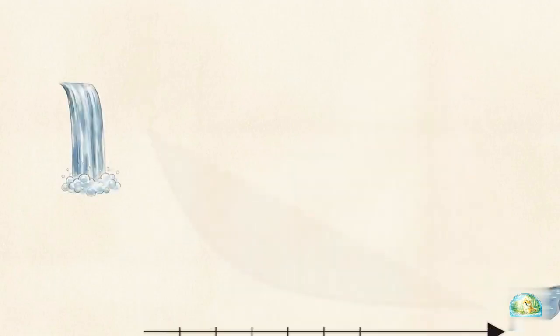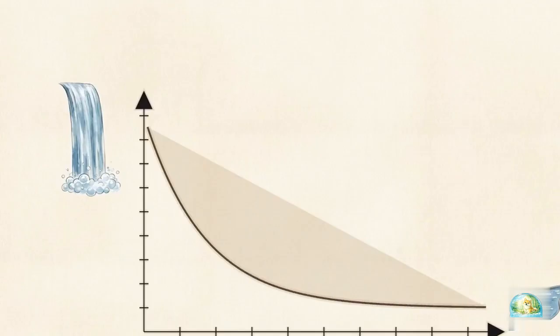Sometimes the steepness of a graph changes. This curve shows a different kind of relationship. The graph begins high and falls quickly, meaning the output is decreasing. As the graph moves to the right, it becomes flatter. The rate of decrease is slowing down.